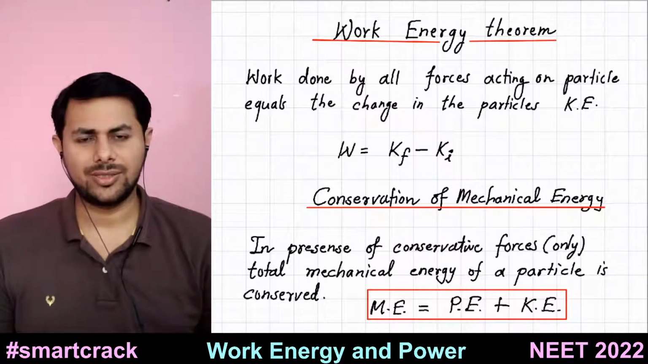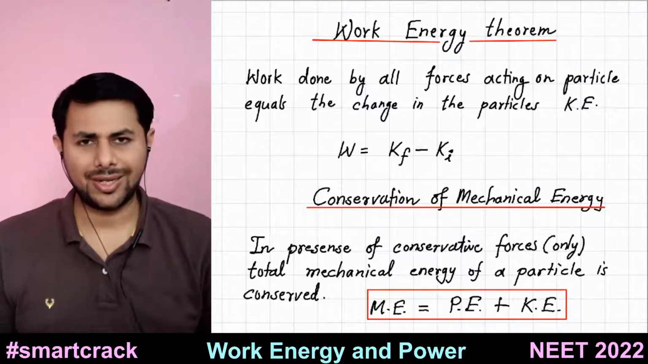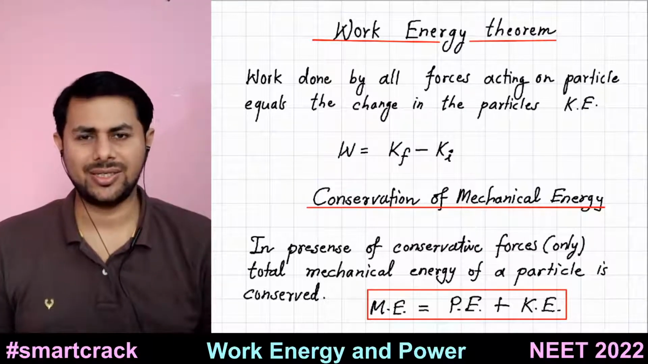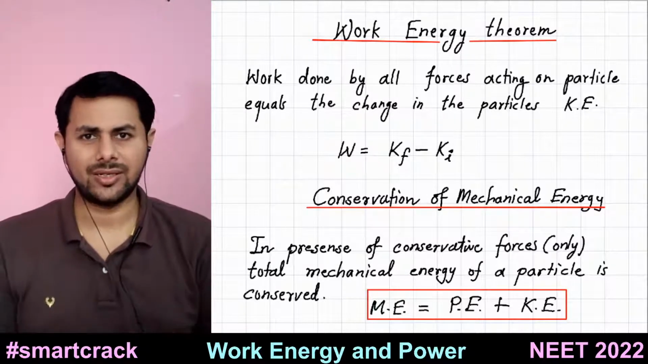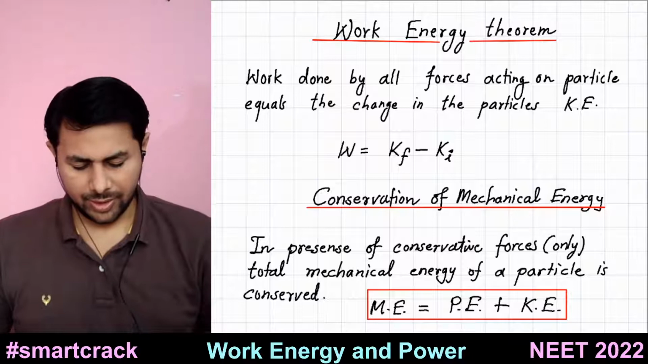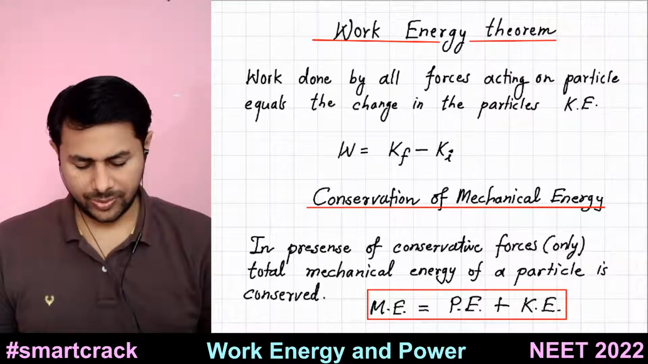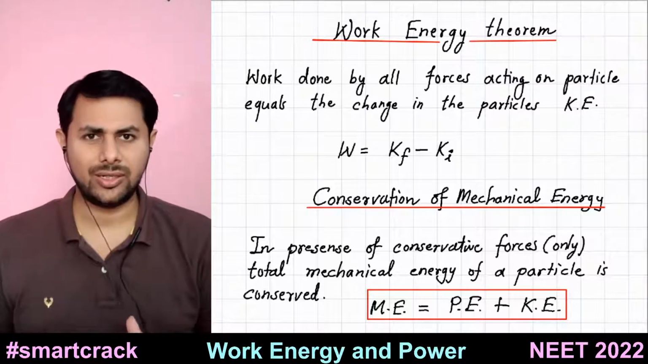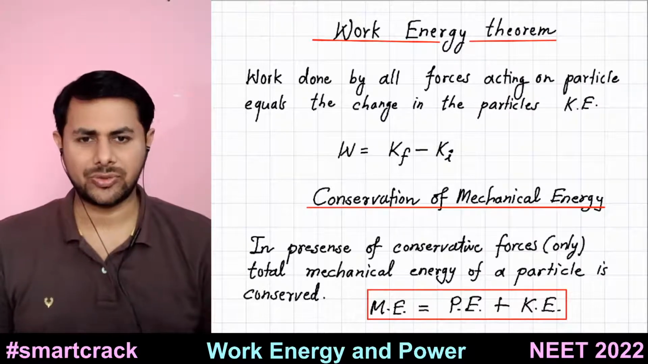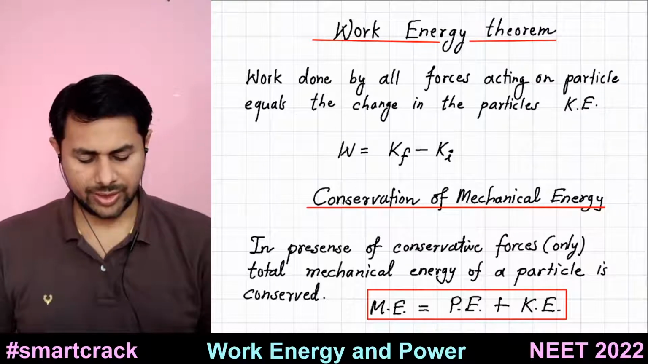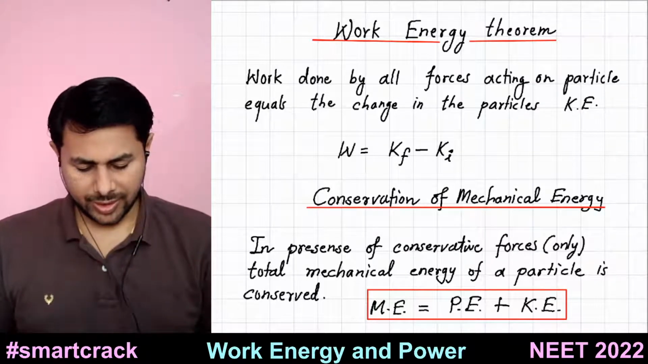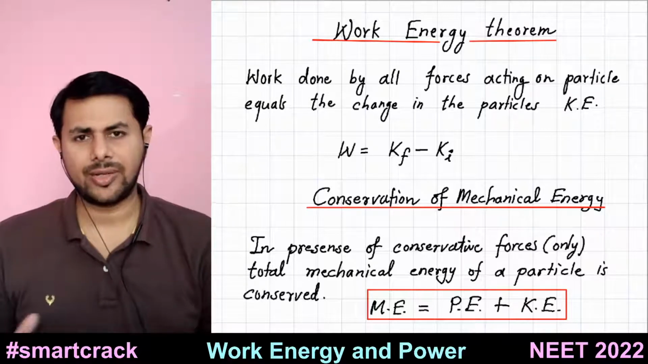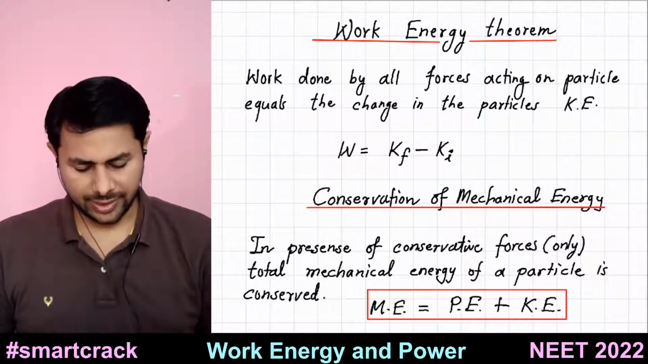Then comes the principle of conservation of mechanical energy. So what is mechanical energy? It is the sum of potential energy and kinetic energy of a system. Okay, so the principle of conservation of mechanical energy says that in presence of the conservative forces only, that means if there are non-conservative forces, then this will not be followed. Okay, so in presence of conservative forces only, the total mechanical energy of the system gets conserved.